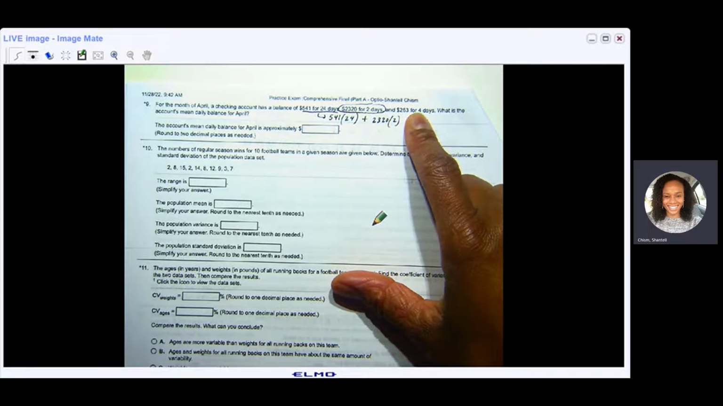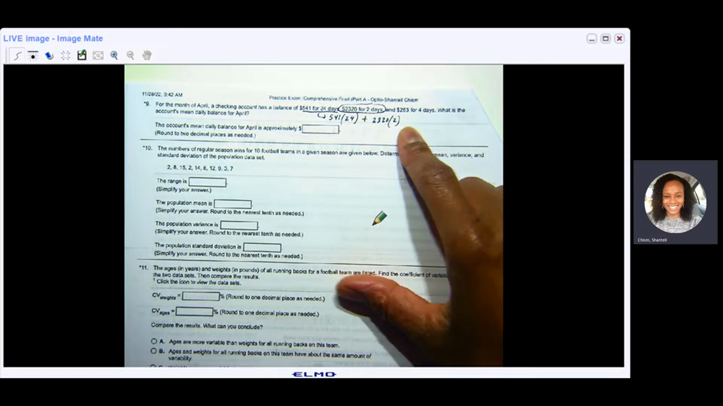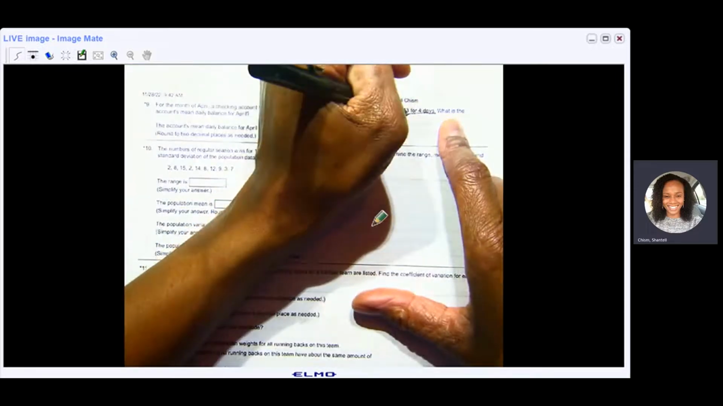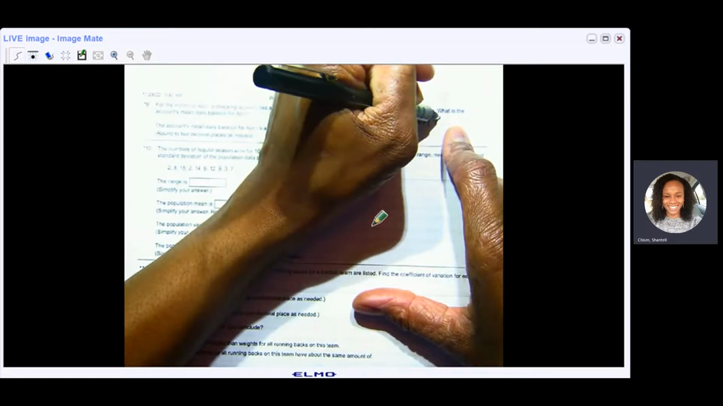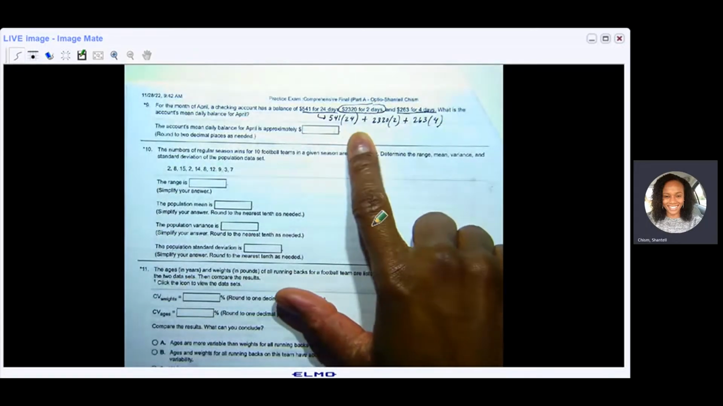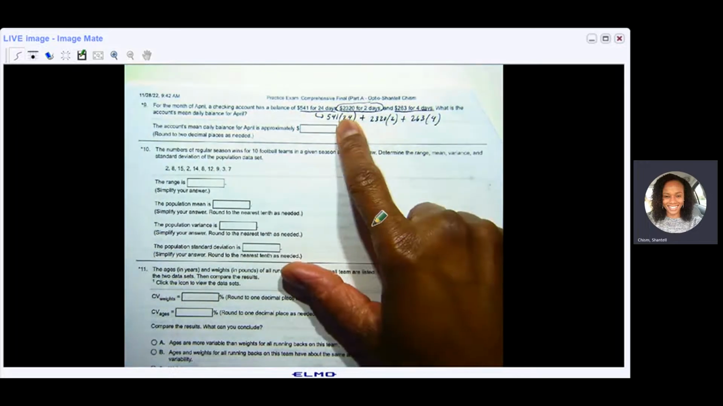And then there were 4 days where there was only $263 in the account. So we could write out 263 4 times and add that to these amounts. Or simply say plus 263 times 4. So you will add all of those up. You'll get these products.